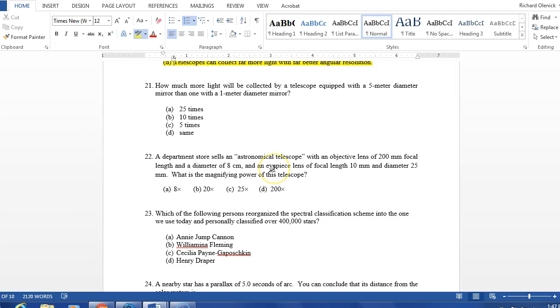How much more light will be collected by a telescope equipped with a 5 meter than with a 1 meter? We know it goes as the diameter squared, so it'd be 5 to 1 squared, or 25 times.